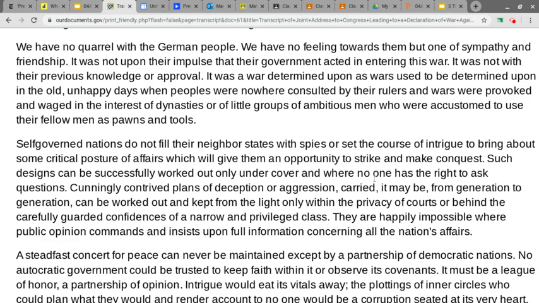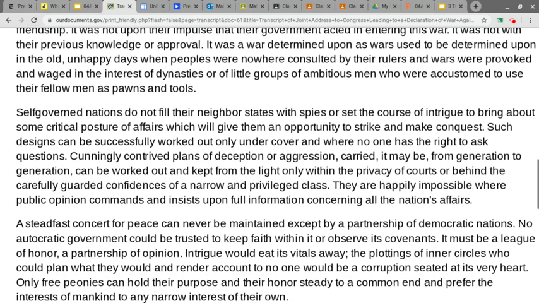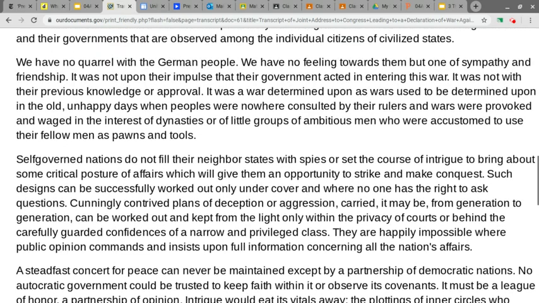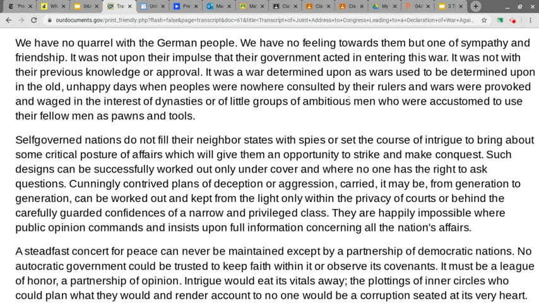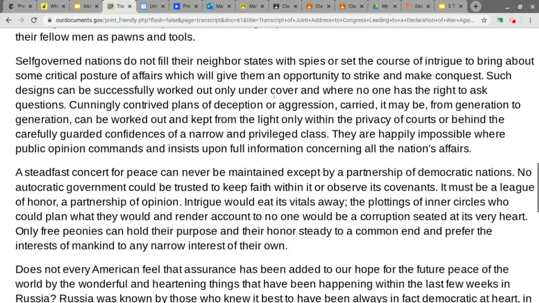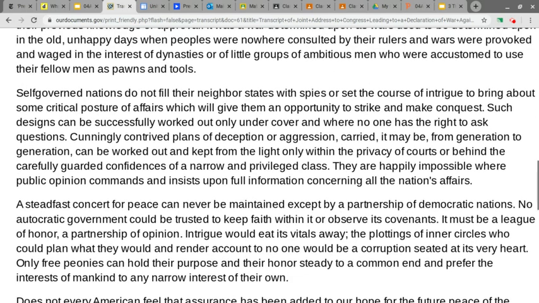So he's saying, basically, we're not angry at the entire country. This is old school. These are guys who are doing stuff just in the interest of their dynasty, and they're using their people as pawns and tools, just to accomplish their own dynastic goals.